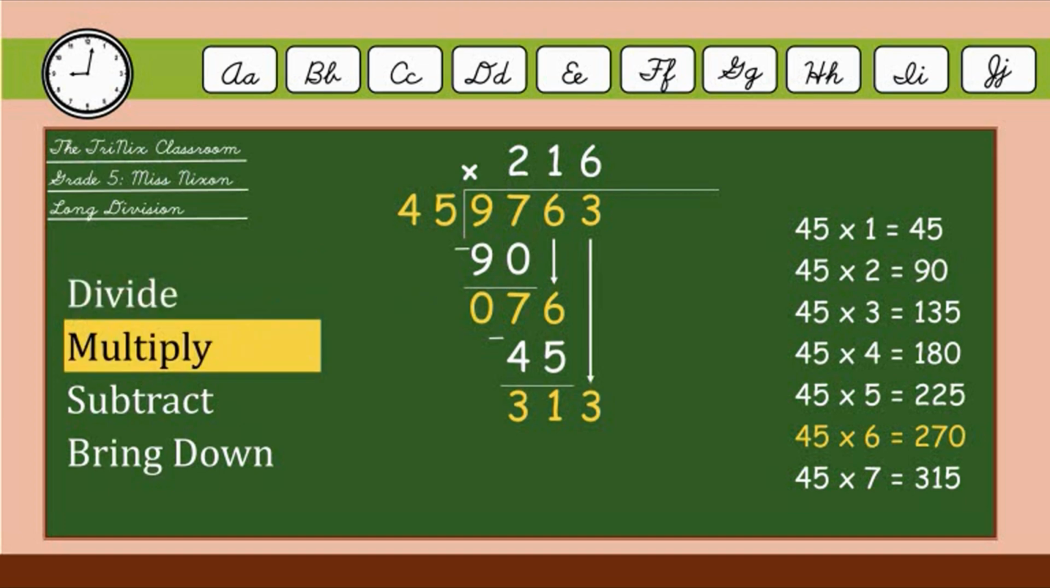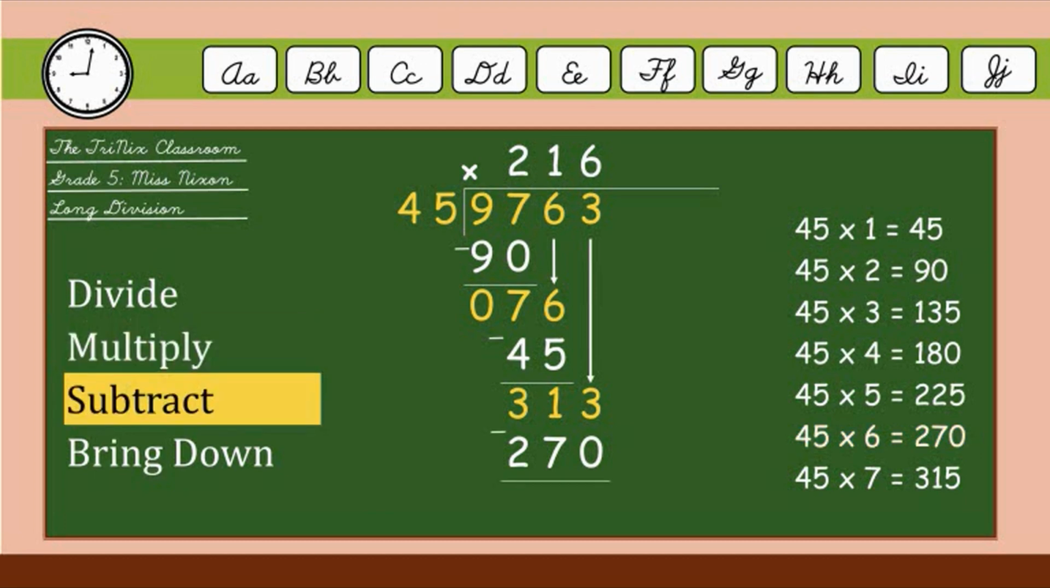Our next step is to multiply 45 times the 6 we just put above the line. 45 times 6 equals 270. Next, we subtract 270 from 313. 3 minus 0 equals 3. We will need to borrow 1 from 3. 11 minus 7 equals 4, and 2 minus 2 equals 0.